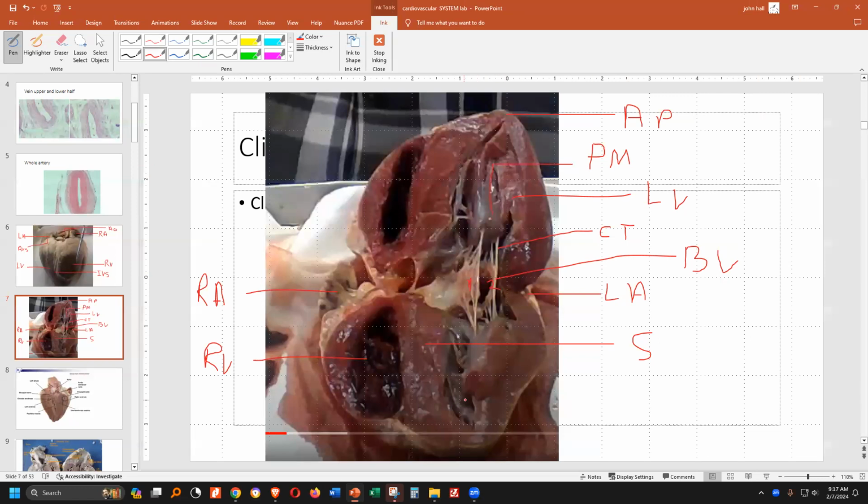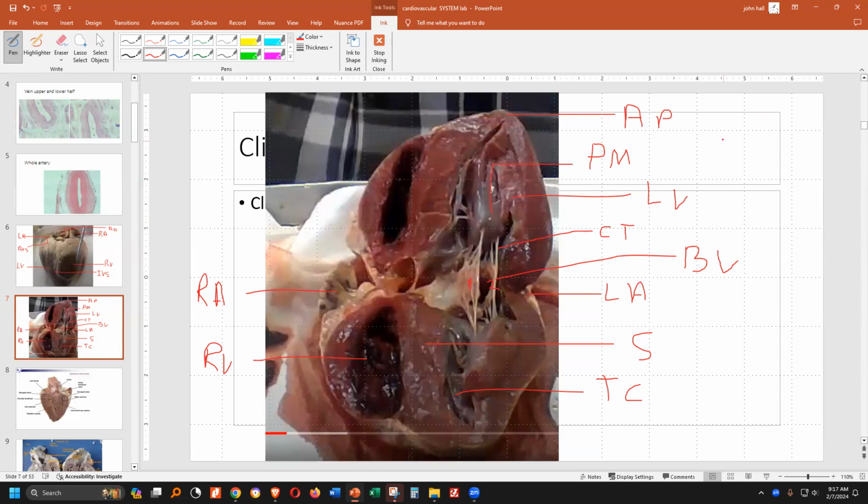Inside the heart, you can see it looks a little rough, right? And that is the trabeculae carneae. Now, of course, there's supposed to be a tricuspid valve, but they got damaged, so I don't want to worry so much about it, right?